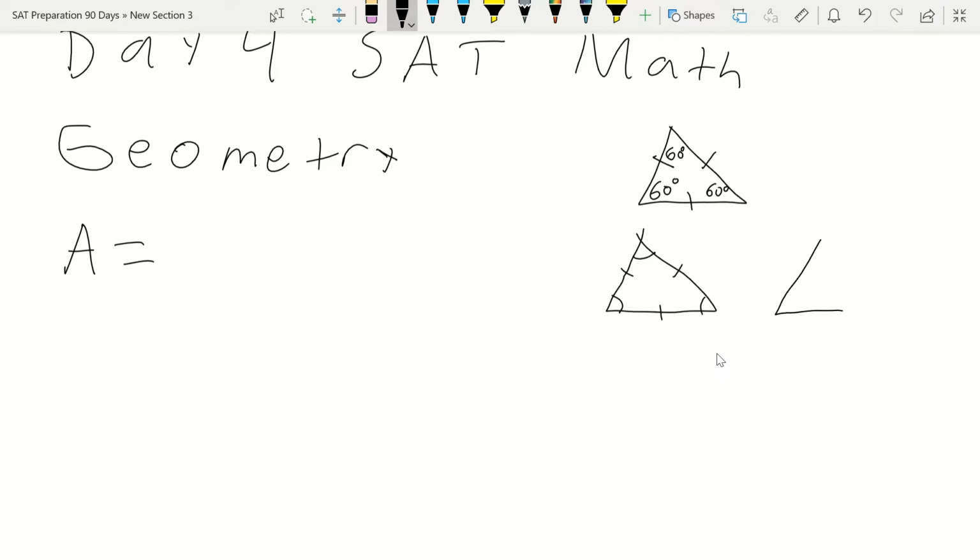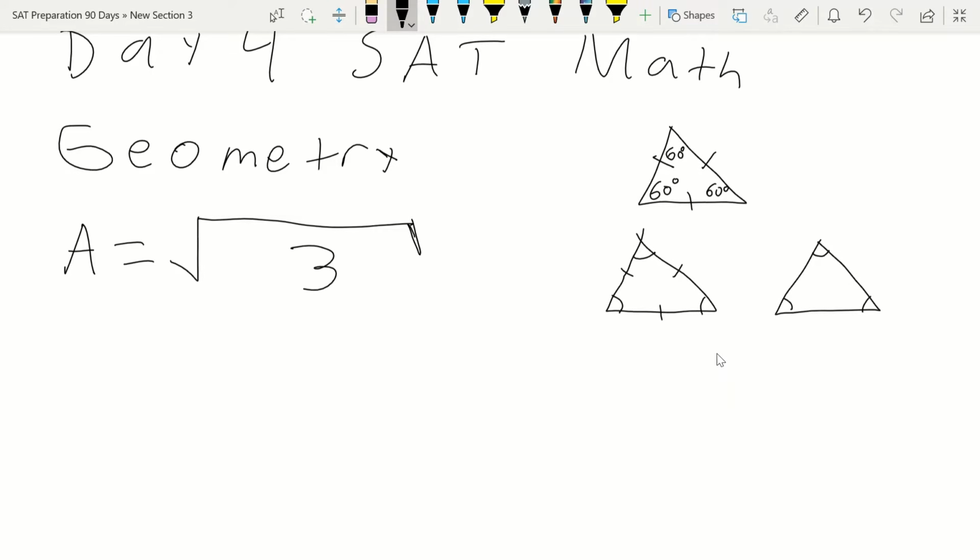So if it just looked like this, that means all those angles are the same, which means that it's an equilateral triangle, which means all the side lengths are the same. So all those side lengths would be the same. So if all the side lengths are the same in a triangle, what we're going to use for the area of the triangle then is going to be the square root of 3.